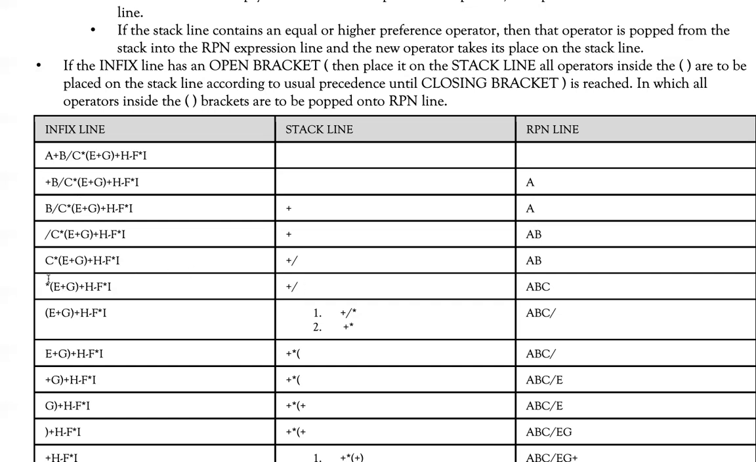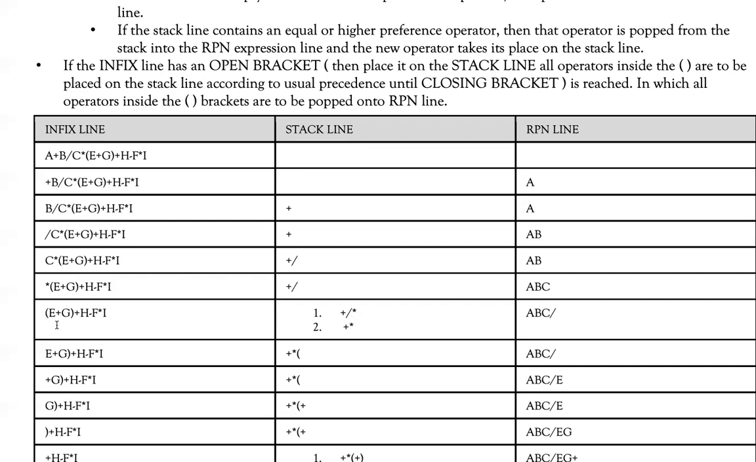Division and multiplication have the same precedence, in which case, before I place this multiplication in the stack, I have to pop this division. When an operator is popped from here, it will simply be appended to my RPN line like so. You notice here, my multiplication takes the place of my division, and it's simply the division that has left my stack and ended up over here.